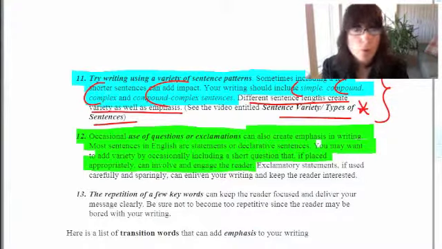But you have to be careful. You don't want to be asking a lot of questions in one paragraph or even in an essay. But the odd question is nice for effect. It keeps the reader thinking.